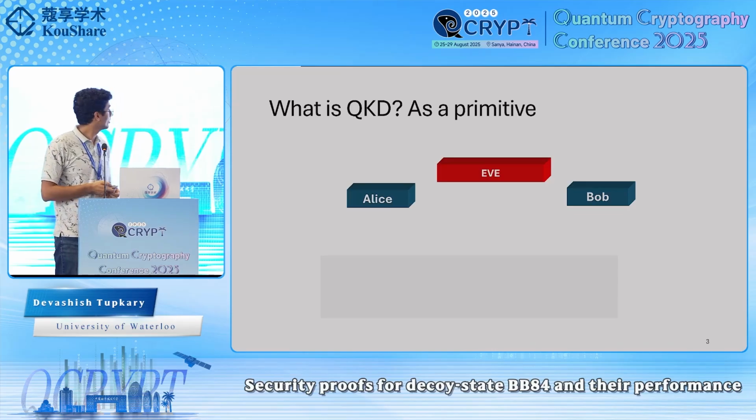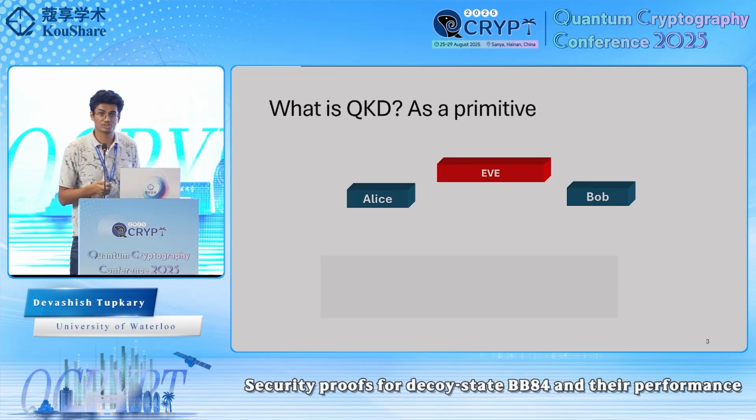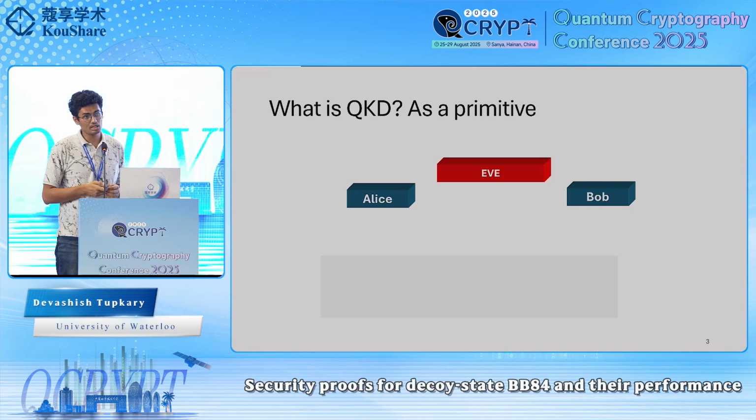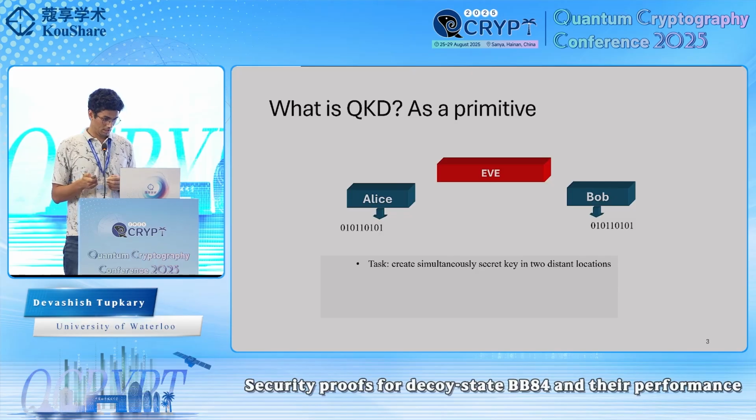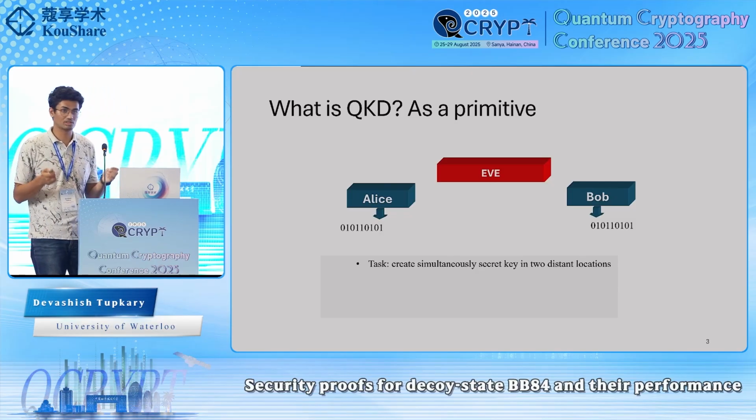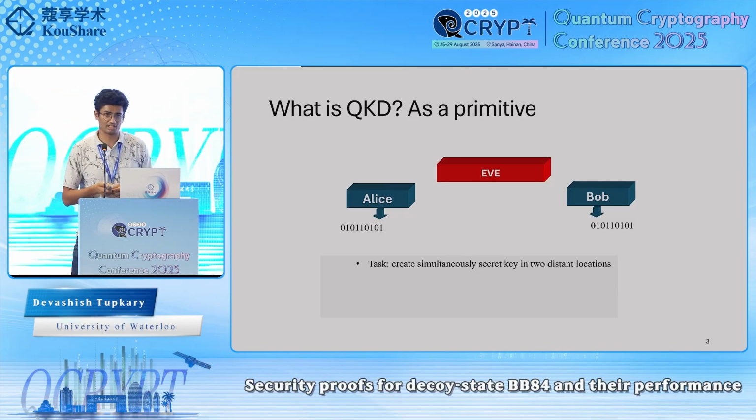Okay, so maybe a few simple slides to just warm us up. What is QKD? As a primitive, we have a two-party protocol. Alice and Bob want to create secret key at two distant locations. There's an adversary Eve that wants to know what the secret key is that is being produced.